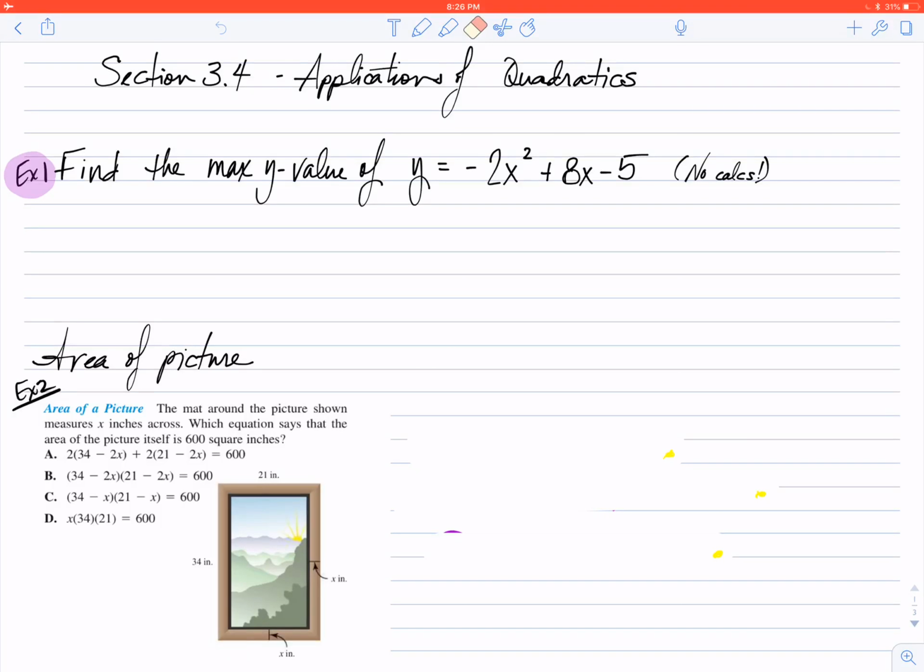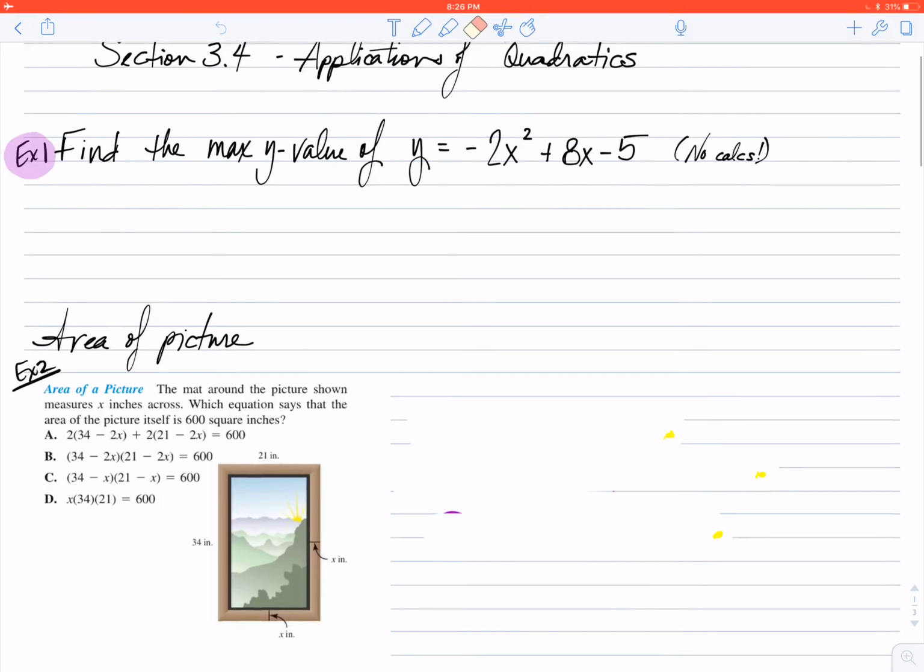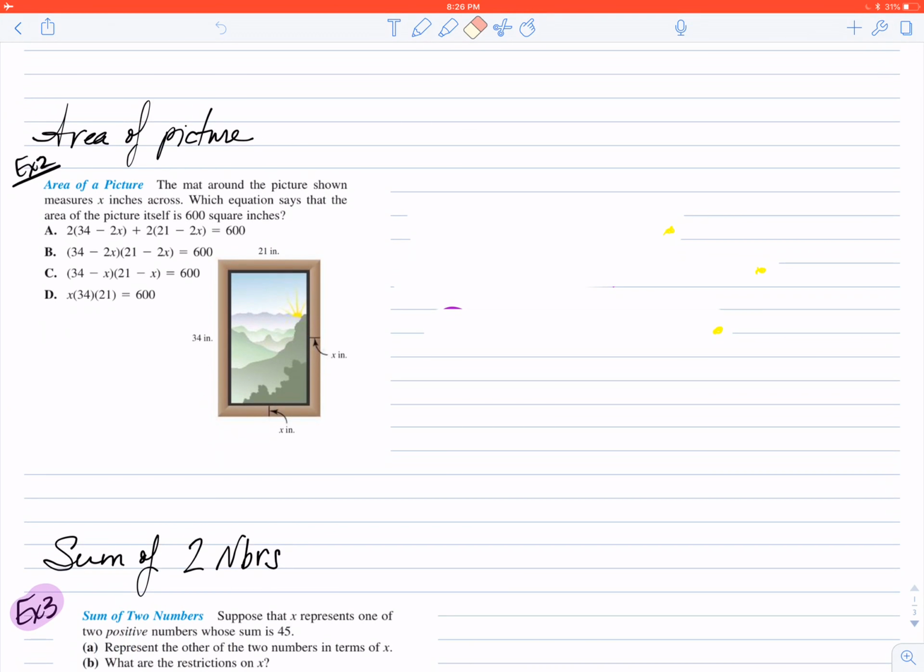Hey folks, so we are in section 3.4, the application section, and I'd like to work two examples for you. The first example is this area of a picture. The mat around the picture shown measures X inches across. You can see that there in the example. Which equation says that the area of the picture itself is 600 square inches?